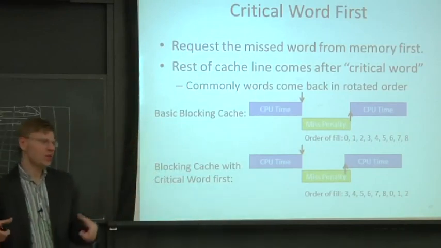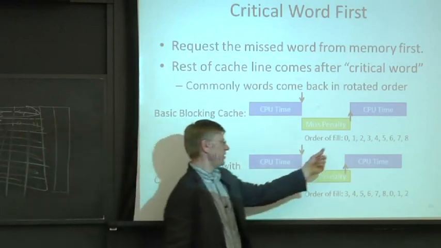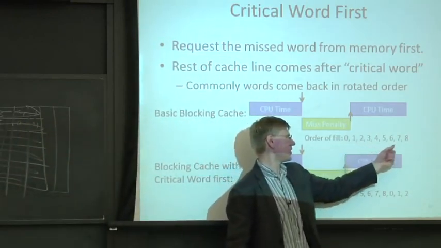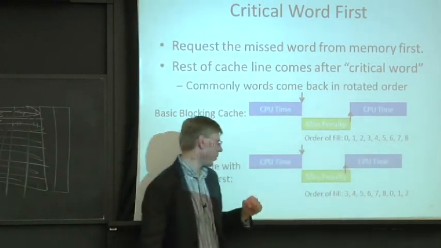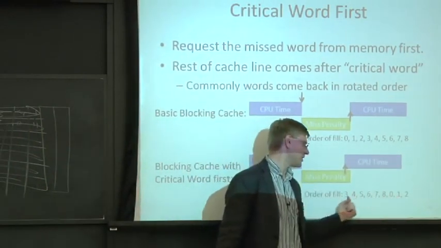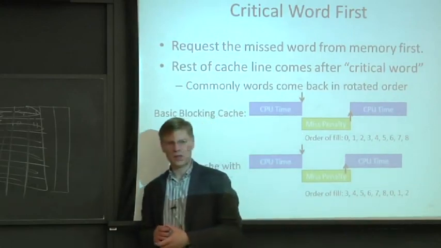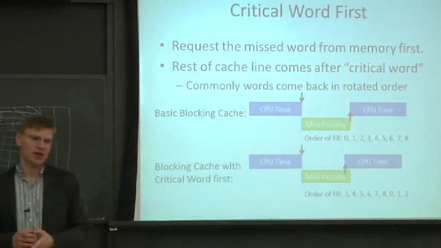They don't really care if they return the data in this order, 0, 1, 2, 3, 4, 5, 6, 7. Oh, probably 7, sorry. Or if you return it in a different order, because they just want to use the bus as much as possible.